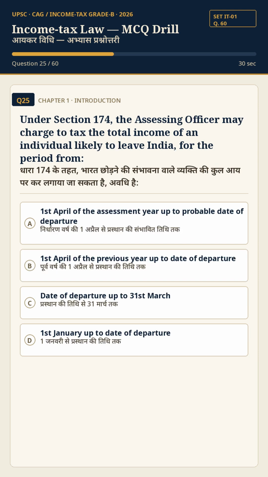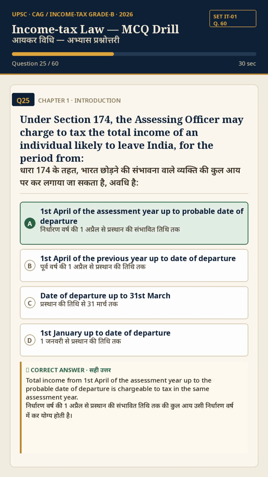Question 25. Under Section 174, the assessing officer may charge to tax the total income of an individual likely to leave India for the period from Option A, 1st April of the assessment year up to probable date of departure. Option B, 1st April of the previous year up to date of departure. Option C, date of departure up to 31st March. Option D, 1st January up to date of departure. The correct answer explanation. Total income from 1st April of the assessment year up to the probable date of departure is chargeable to tax in the same assessment year.